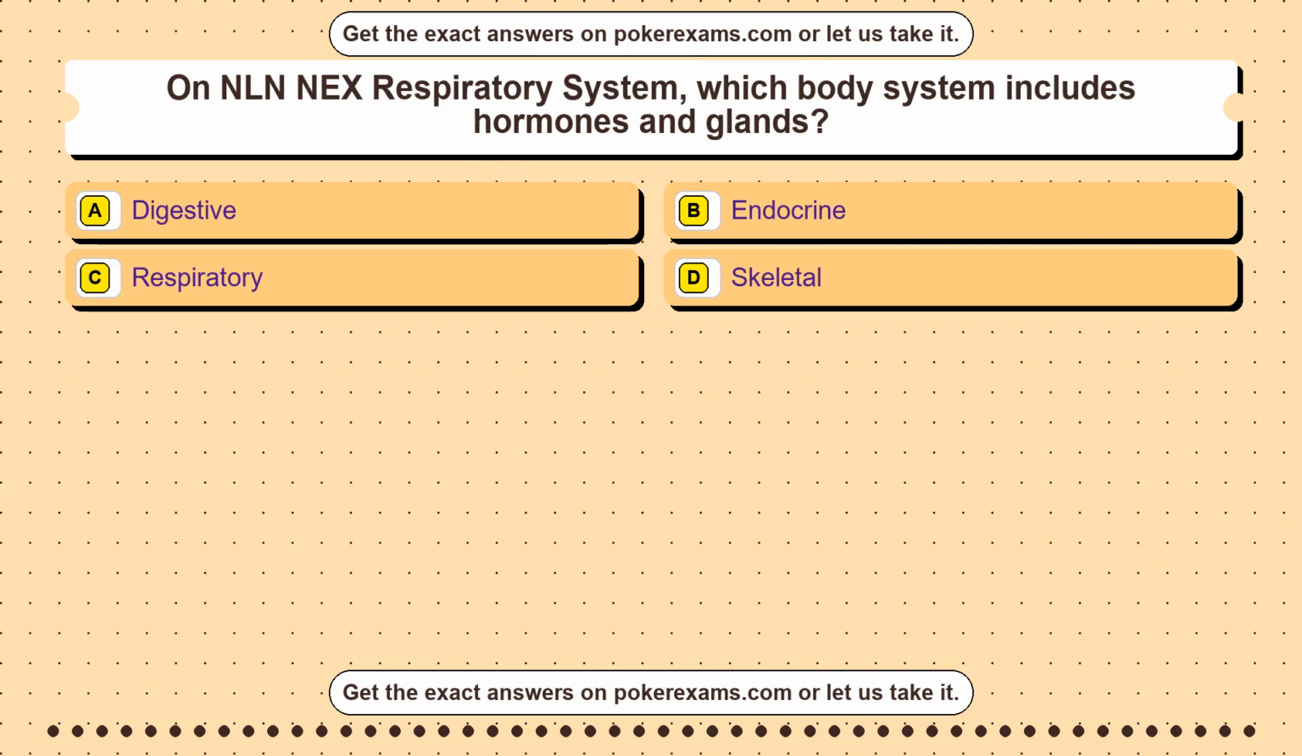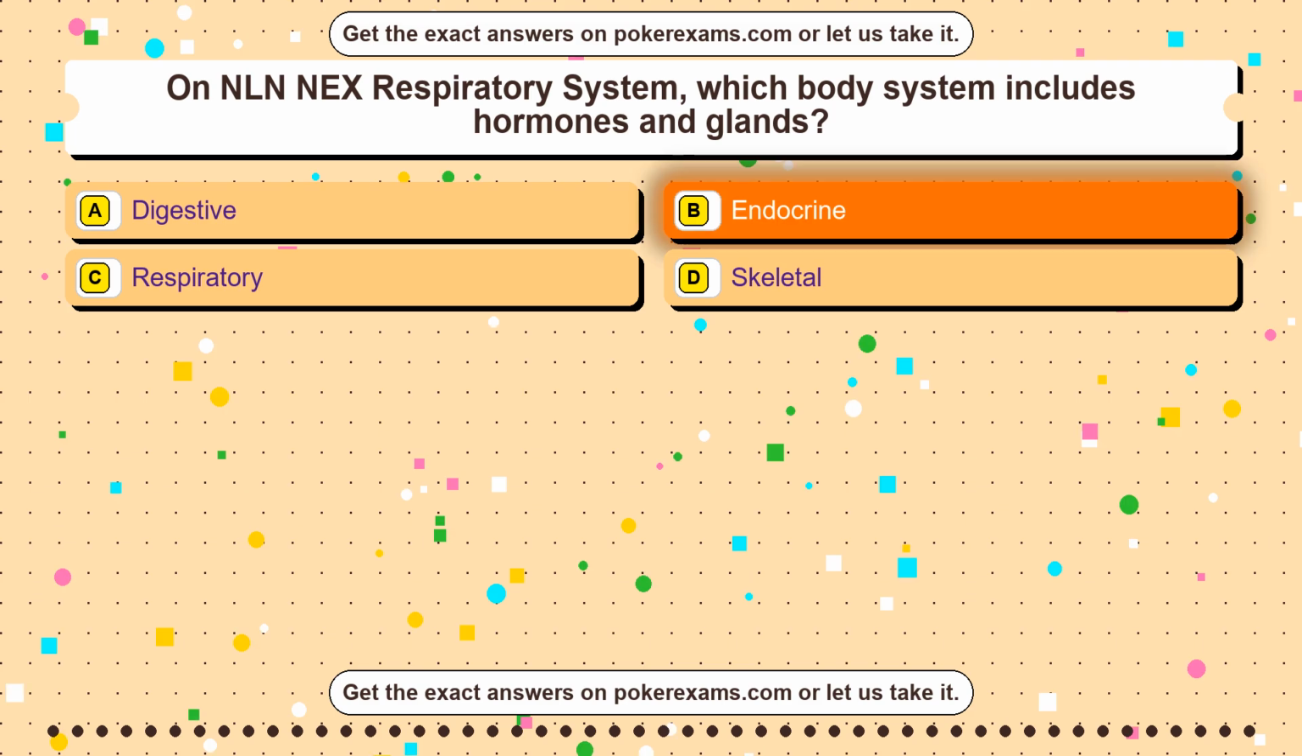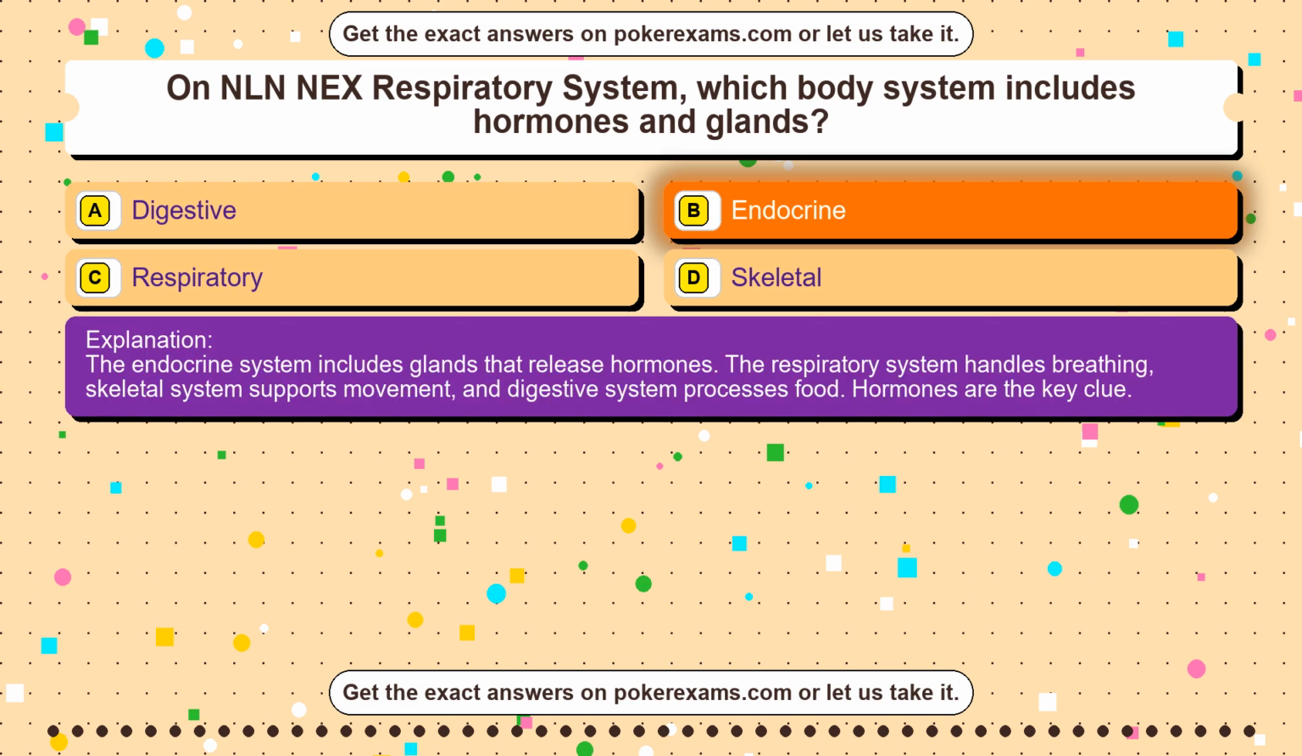Question 4. On GED reading comprehension practice, which sentence is complete? Option A. After the answer. Option B. Although the graph changed. Option C. The author explains the evidence. Option D. Because the test began. The correct answer is option C. The author explains the evidence. It has a subject and a complete verb idea. The other choices are fragments because they begin dependent ideas or lack a full predicate. GED RLA often tests complete sentence structure.